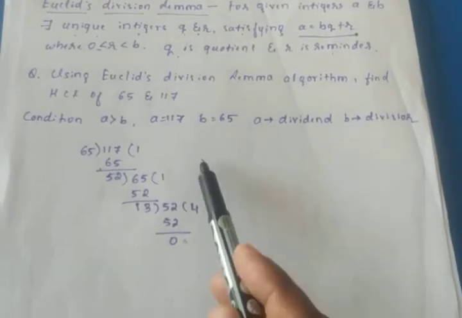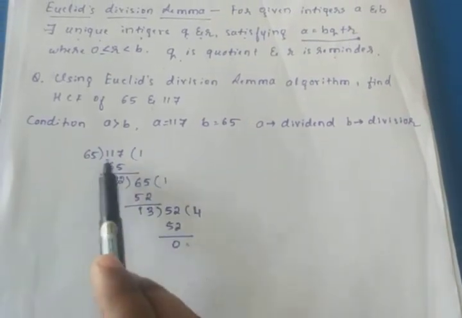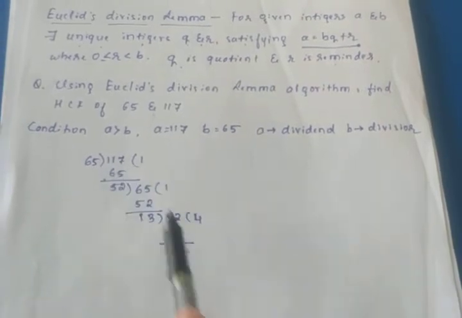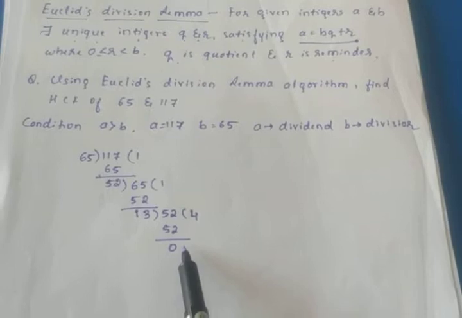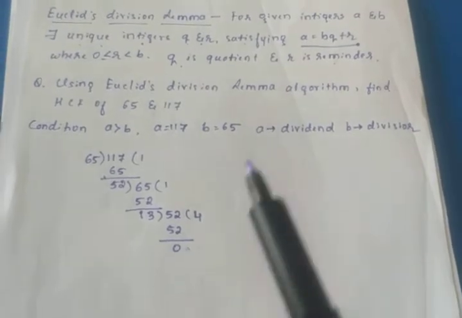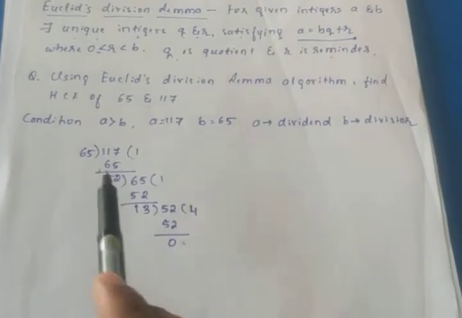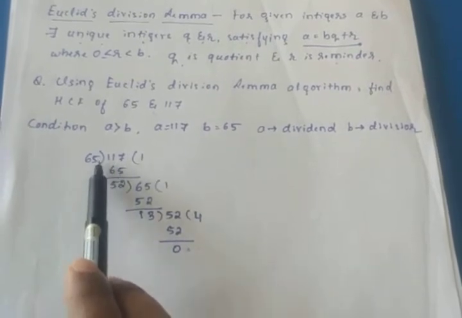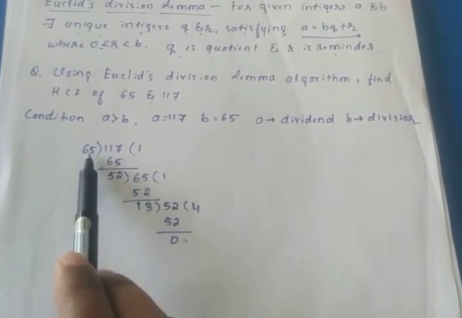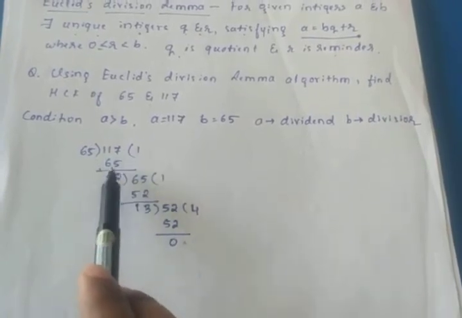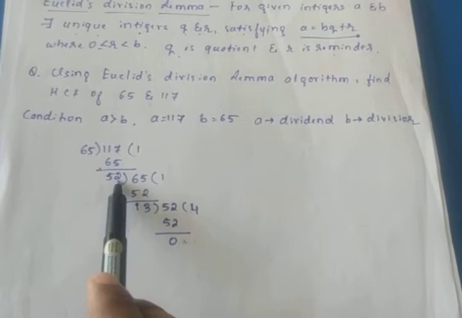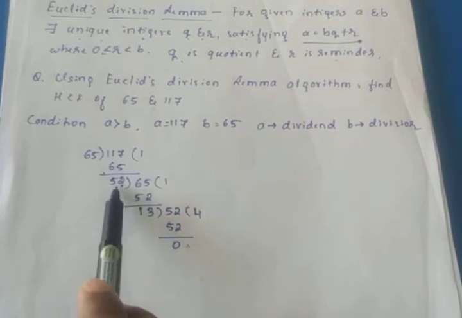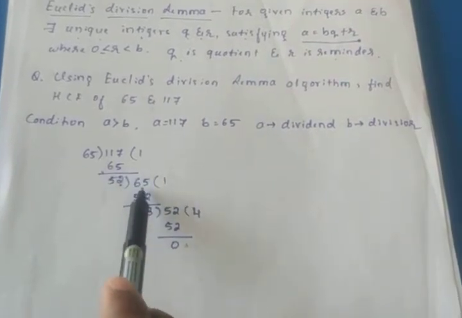On the basis of a greater than b, we divide until the remainder is 0, and the last divisor will be the HCF. That is how to find the HCF using the Euclid division algorithm. First, 117 is divided by 65. 65 ones are 65, then the remainder is 52. We have to continue until the remainder is 0. Now the remainder becomes the divisor and the divisor becomes the dividend.